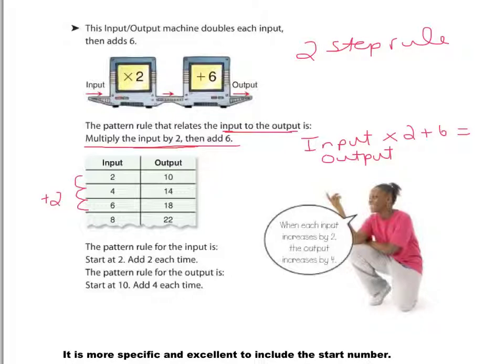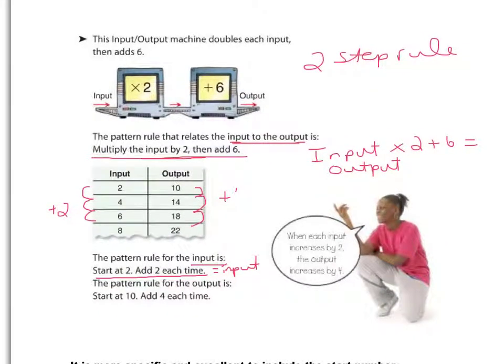Our input to input rule, we can see here we are adding 2 each time. To properly say this, we would say our input is starting at 2 and adding 2 each time, which equals our input, because it's an input to input rule. The output, let's take a look: from 10 to 14, 14 to 18, 18 to 22. Well, it looks like we're adding 4. So our output rule is to start at 10, add 4 each time to equal our output. And that would be our output to output rule.